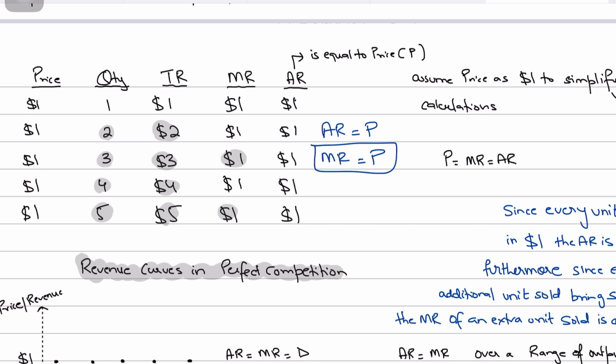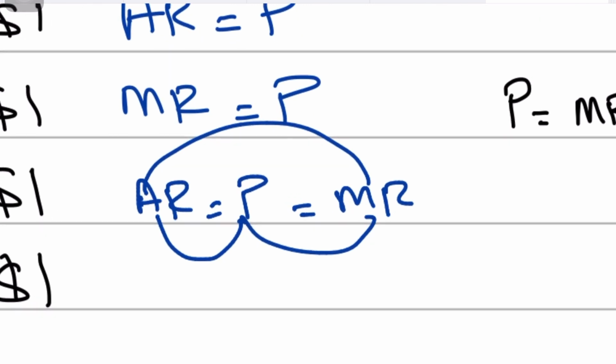So if the marginal revenue is equal to the price and the average revenue is also equal to the price, then if this is equal to this, and if price equals marginal revenue, you could say that average revenue is also equal to the price, right? So what I'm saying is average revenue equals price.